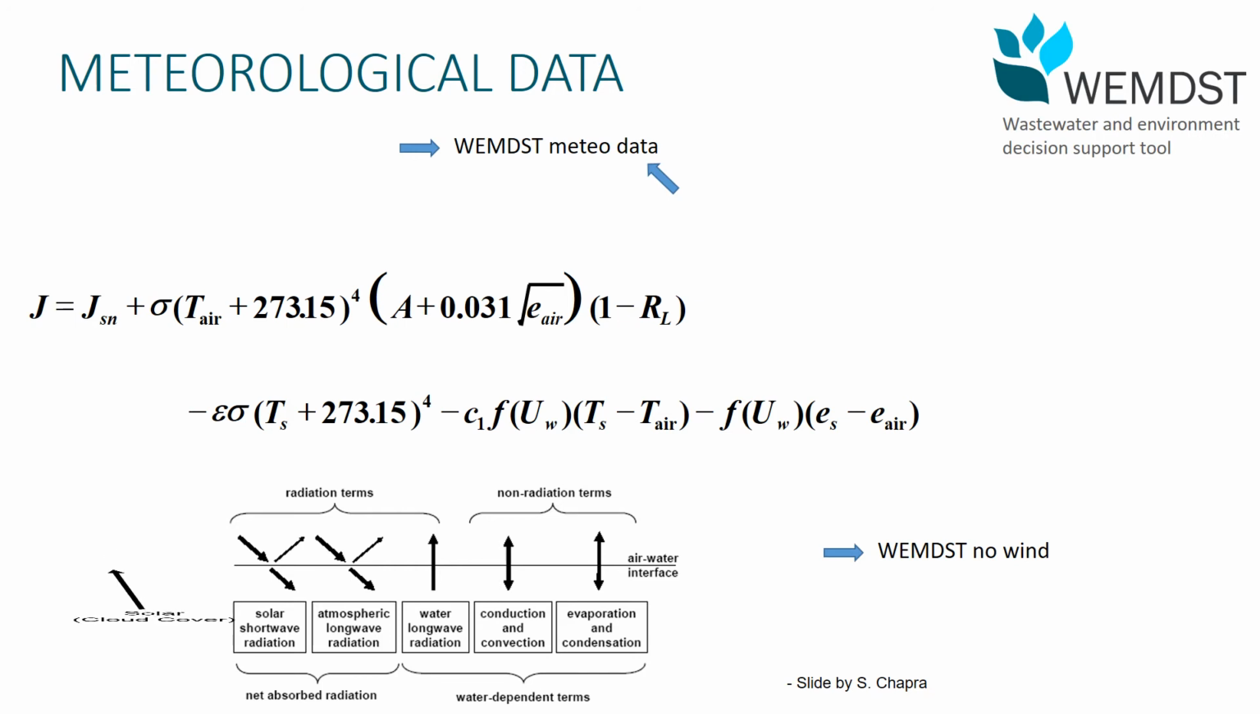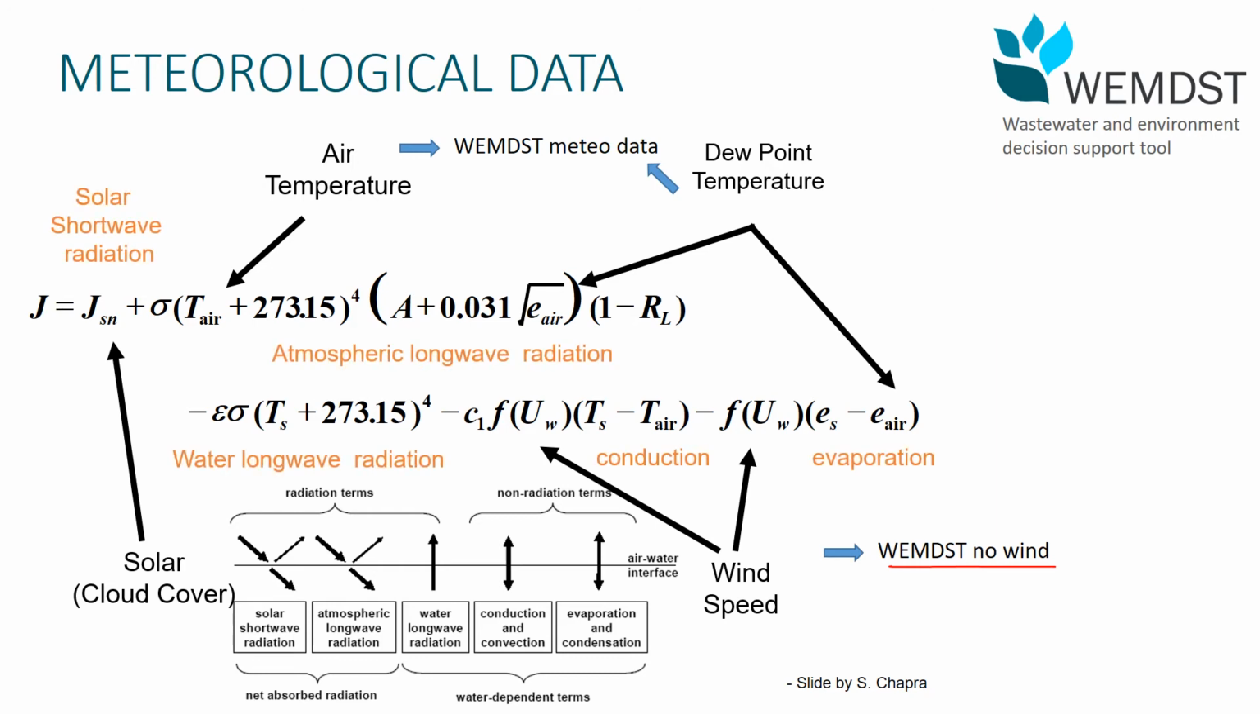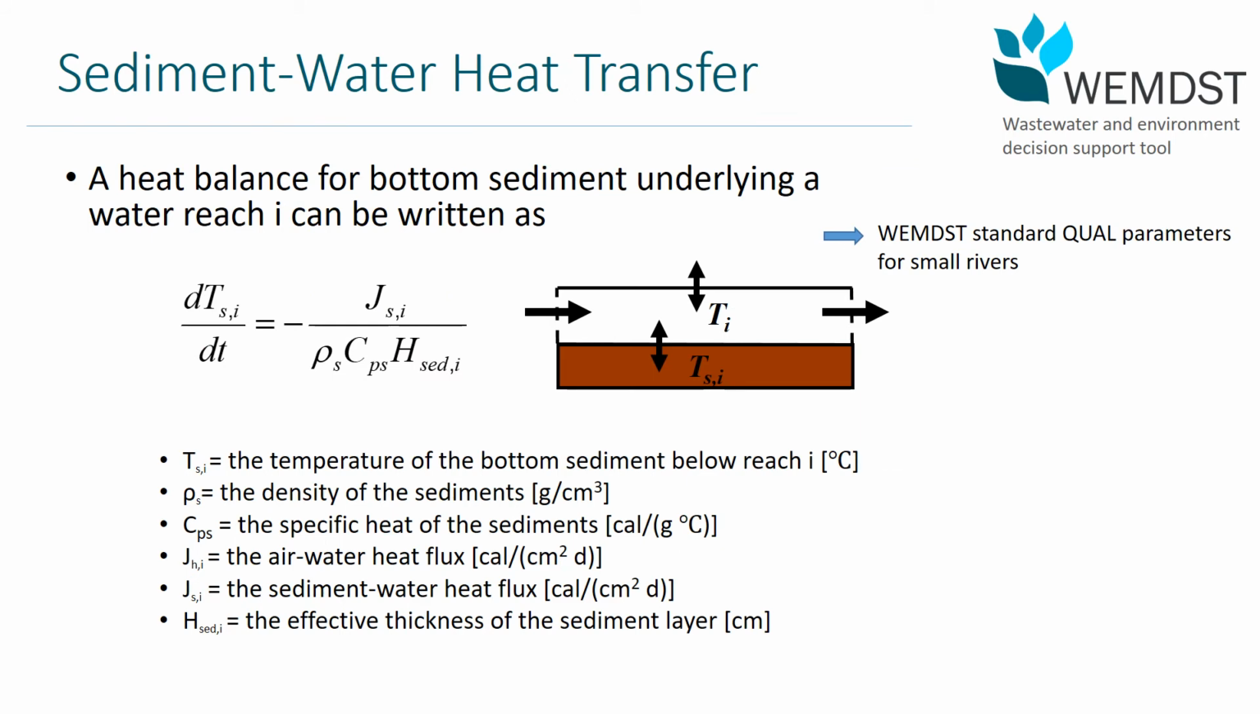Meteorological data are covered by this equation, so relatively quite a lot of meteorological data are required. The wind speed associated with our model, we selected that there is no wind, and also other temperatures were taken from the average month of July in the area. Sediment water heat transfer, this is relatively important because the sediment has its specific temperature, and it is communicating with the water as well.